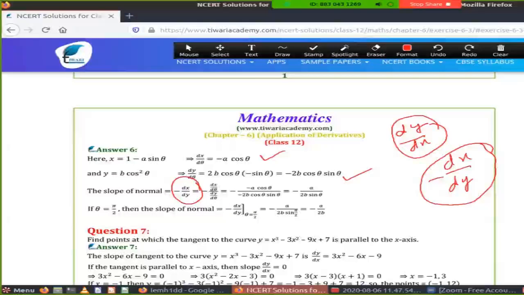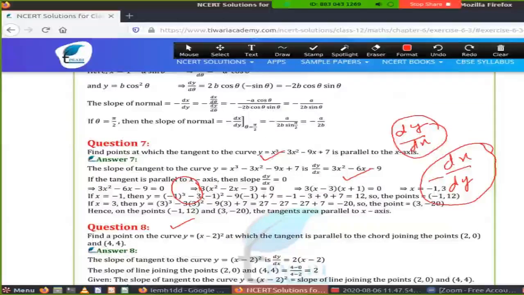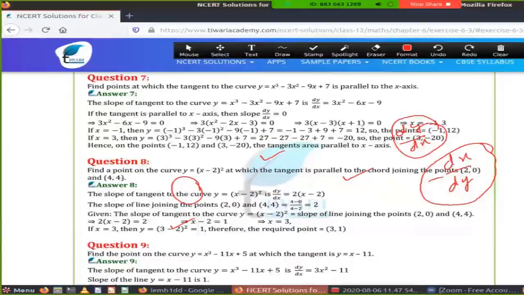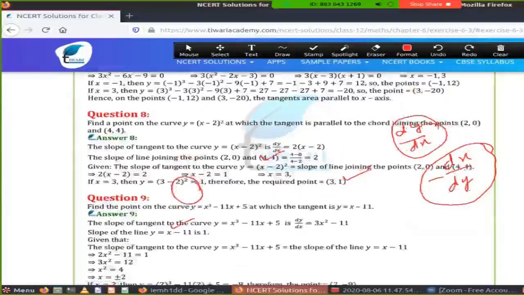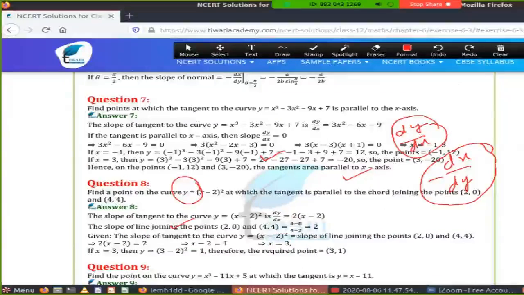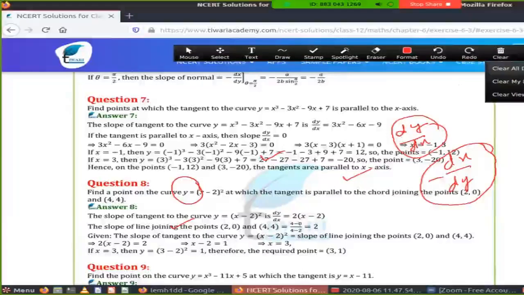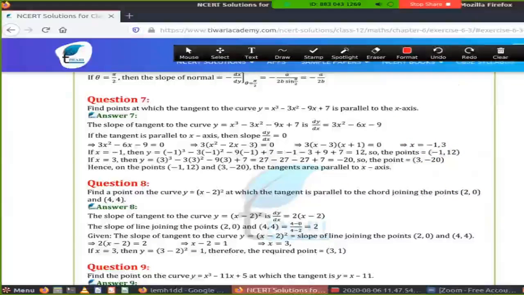Okay. Now question number 7. Question number 7 you can do on your own. No problem, I will be there. In question number 7, you have to remember the property of parallel lines. When a line is parallel to another line, then the slopes will be equal. Slopes will be equal.